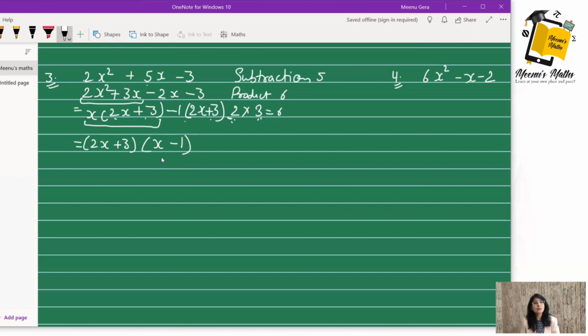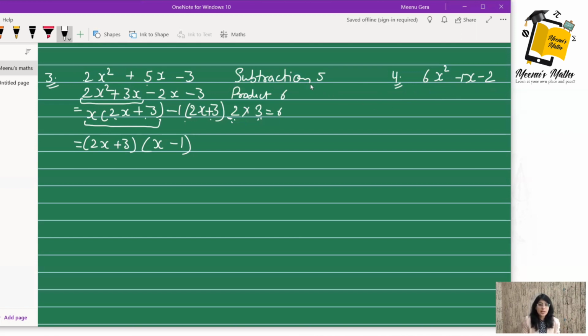And now we are going to the next question. The fourth one. What is the fourth one? 6x square minus x minus 2. So again, as it is minus here, we will think about the subtraction. Two numbers whose subtraction is... What is the coefficient of x here? Are you able to see? If you are able, just comment below. This is 1. If there is nothing, that means this is 1 here.